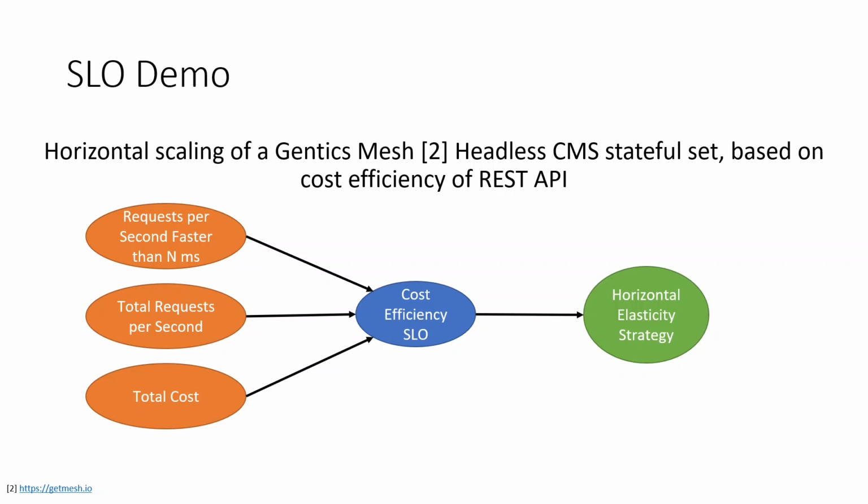Okay, next up, we have a little demo of our cost efficiency SLO for REST APIs, which we apply to a deployment of the open source headless CMS Gentics Mesh. The cost efficiency basically takes multiple metrics as input. We have the requests per second, which are faster than a certain threshold. We have the total requests per second, and we have the total cost of the deployment. And we connect the cost efficiency SLO to a horizontal elasticity strategy.